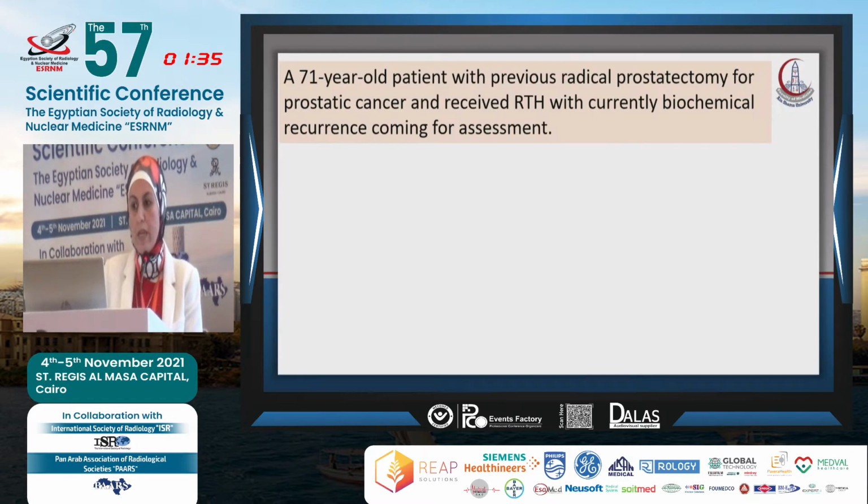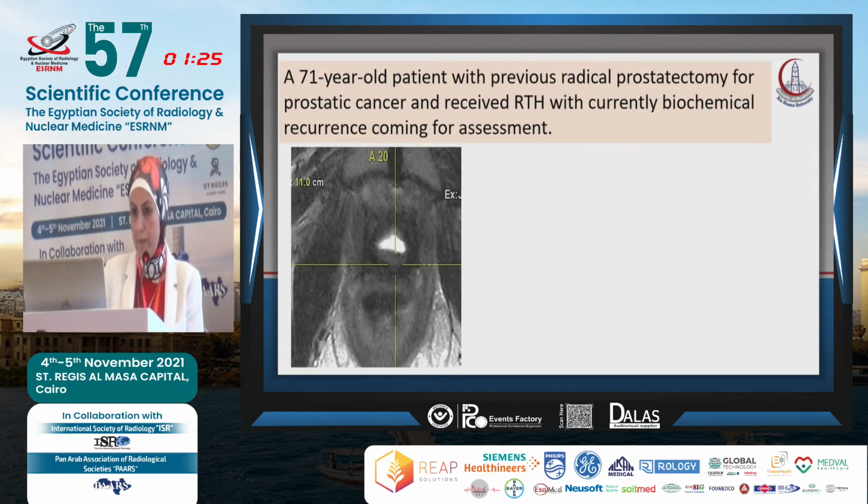Let's see the biochemical recurrence, which is a challenging question to be answered by the radiologist. This patient had a previous radical prostatectomy and received radiotherapy. Let's see this conventional T2 weighted image. We notice that there is a small nodule located at the bladder neck posteriorly, and it appeared to be slightly hyperintense compared to the rest of the fibrosis located around the bladder neck.